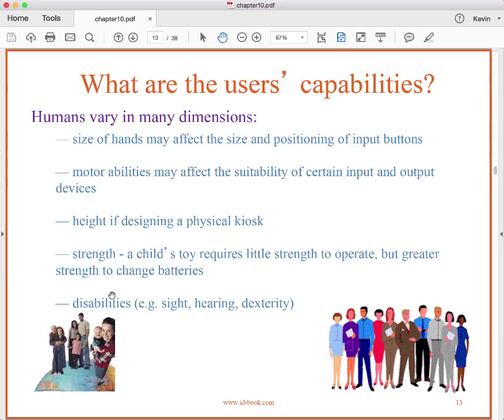What are the user's capabilities? Well, again, I mentioned a couple of these things when we were looking at the last slide, but what are their physical dimensions? The size of their hands could affect the size and the positioning of the buttons. Do we have just one size of device, or perhaps do we have a small, a medium, and a large? And do we have one that's good for left-handers and for right-handers, or do we have a model for each?